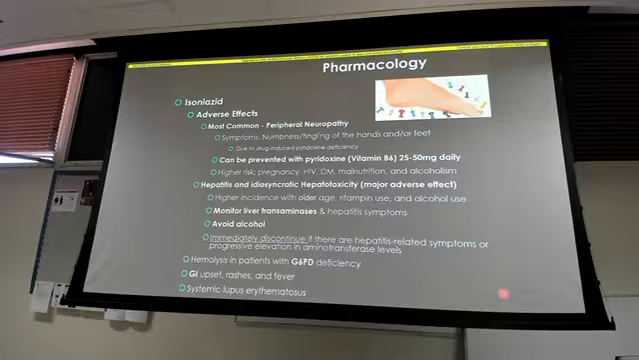So big thing here, neuropathy, hepatitis. Make sure that you understand that we need to give the B6. So anytime you see this, you should see B6 on board with it, because that adverse effect is very common. And then we're going to make sure that we're also on our empty stomach and we're not doing any dose adjustments.